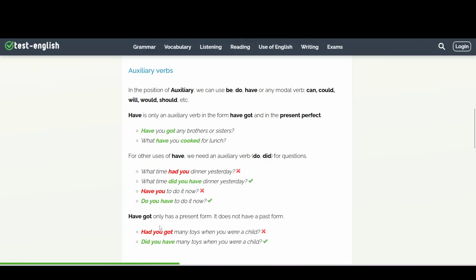Have got only has a present form. It does not have a past form. Had you got many toys when you were a child is incorrect. Did you have many toys when you were a child is correct. So have is the main verb and did is the auxiliary verb. Have got is mainly used in British English.